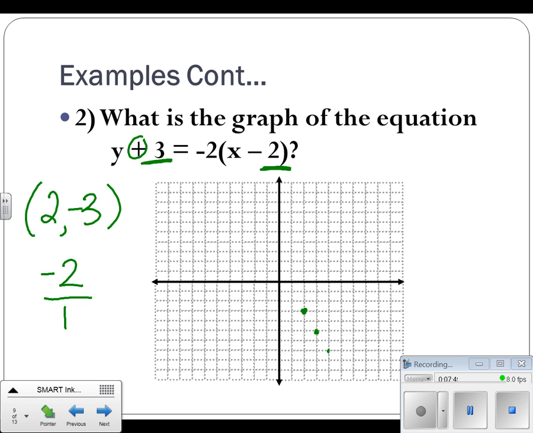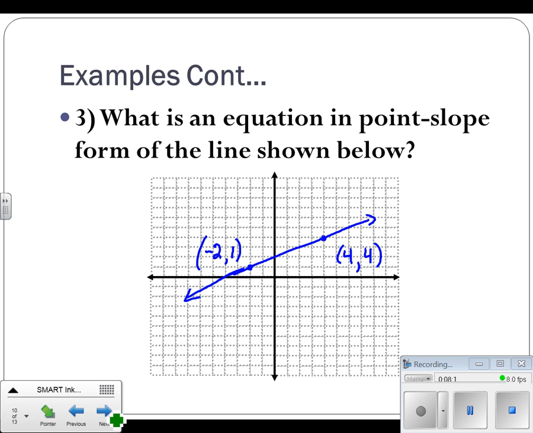Down 2, right 1. Or I could go up 2, left 1. Up 2, left 1. There's our -2 slope. So with one point and the slope, we can draw the linear function.